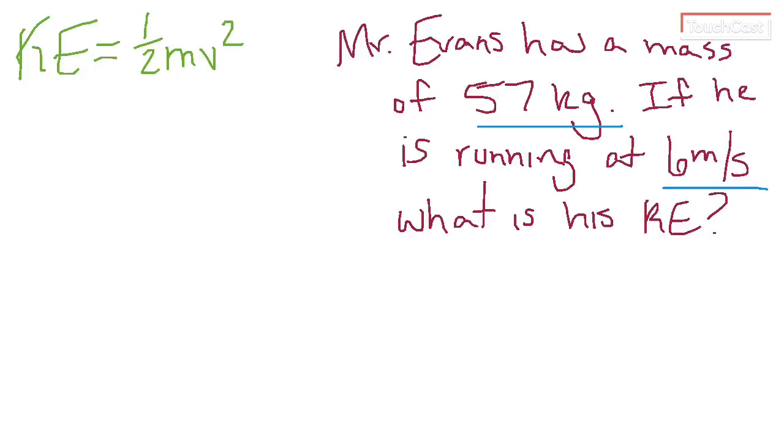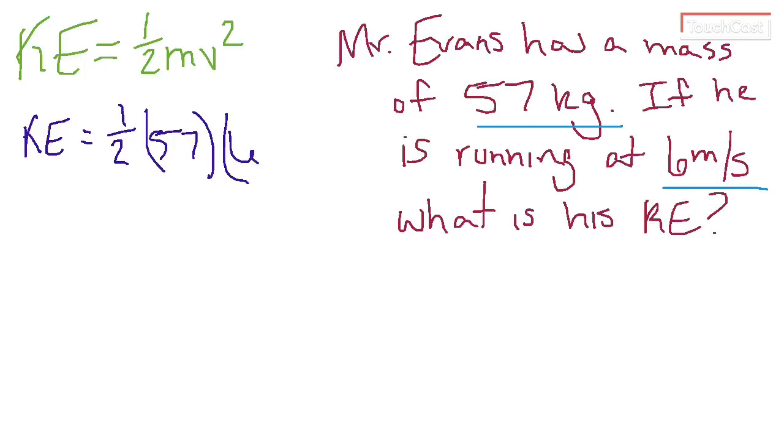We're solving for kinetic energy, so kinetic energy equals 1/2, my mass of 57, and my velocity of 6. Now, this next part is where people tend to mess up on the math. You'll see the exponent here. This exponent only applies to our velocity number and must be done first if possible.